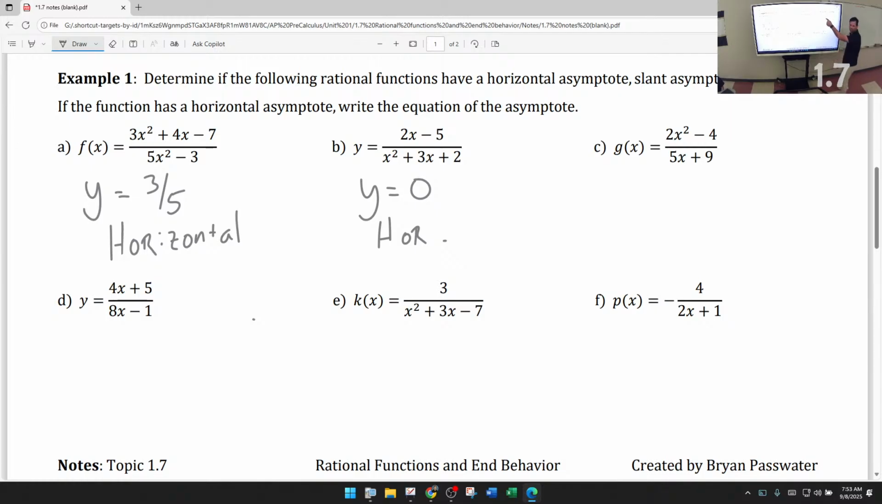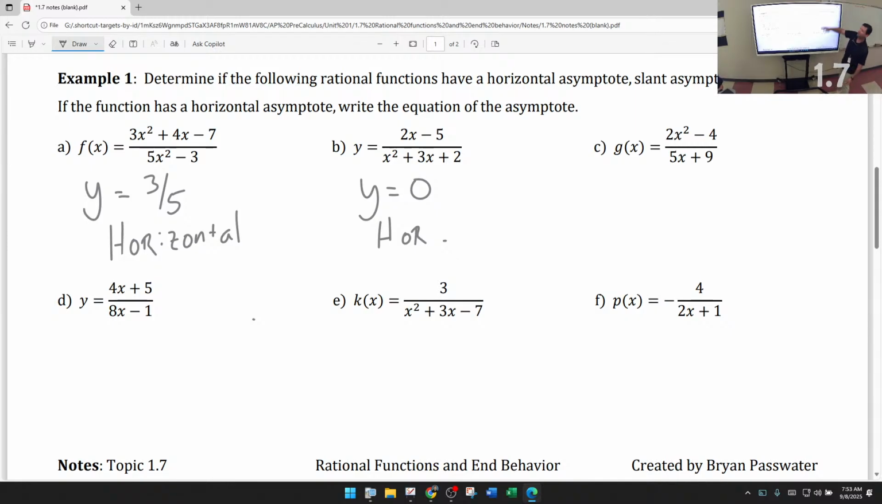Okay. Degree on top is 2. Actually, I don't really care what the numbers are. The degree on top is bigger. So it's not horizontal. It's bigger by 1, so it's a slant, oblique. I don't care what you call it. If you want to sound nerdier, you say oblique. And if you want to just know what it is, you put slant. I can't spell oblique, so I probably put slant.